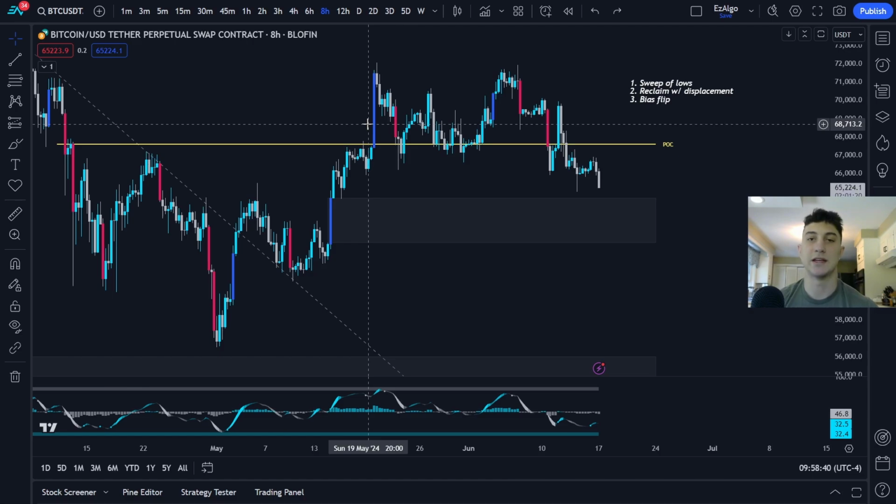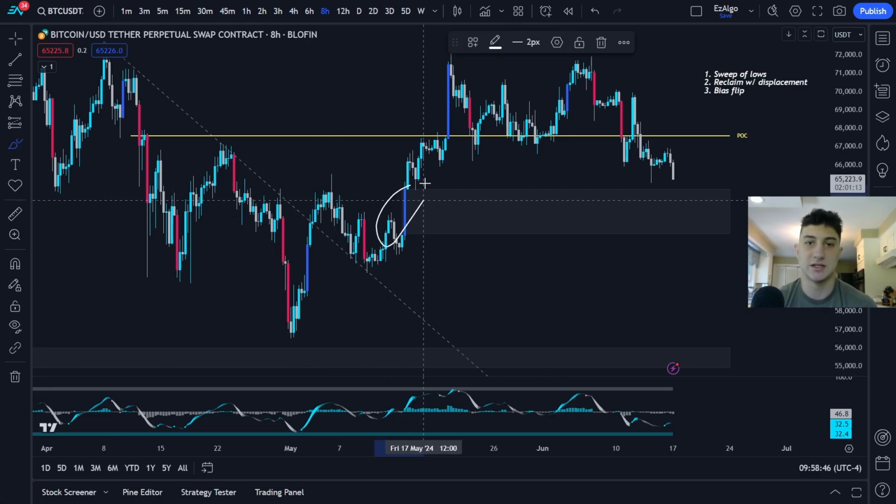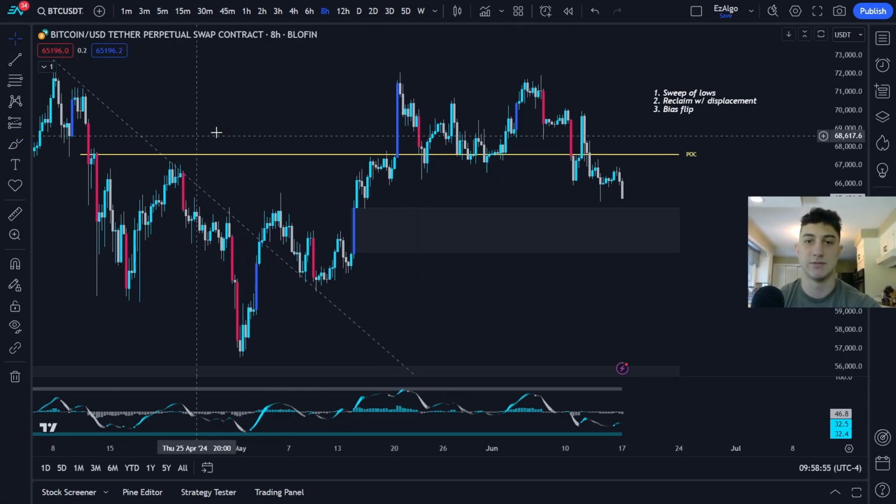You don't have to guess, is there a displacement involved in this structure break? Guys, I don't have to guess. I can clearly see, yes, there is, because the Market Mind indicator is showing us that there is a huge bullish displacement candle here. You can clearly see that. So there's no guessing on whether there's displacement or not.